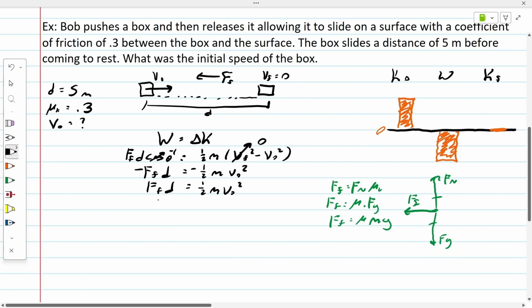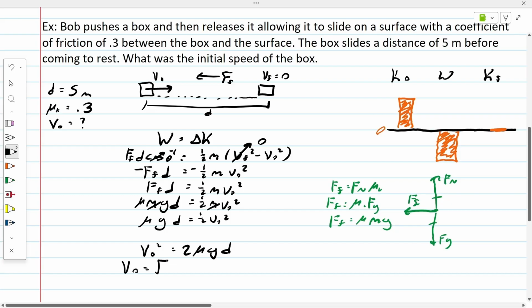So if we plug that back into our equation over here, we get the coefficient of friction times mass times gravity times distance equals 1/2 m v naught squared. Now the masses cancel, and so we have the coefficient of friction, gravity, distance equals 1/2 v naught squared. So now we can solve for v naught squared by saying 2 times the coefficient of friction times g times d, and then take the square root of both sides, and get this as our final equation. Now we have all these variables, so we can go ahead and plug these in.